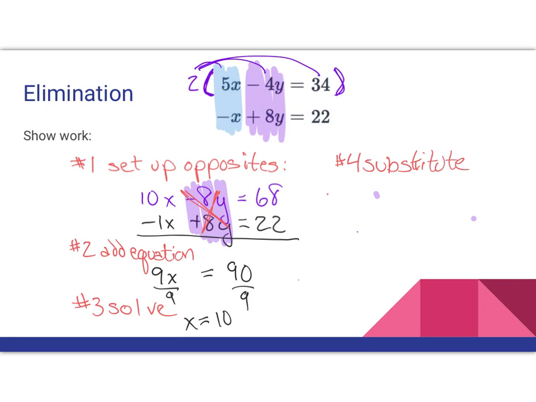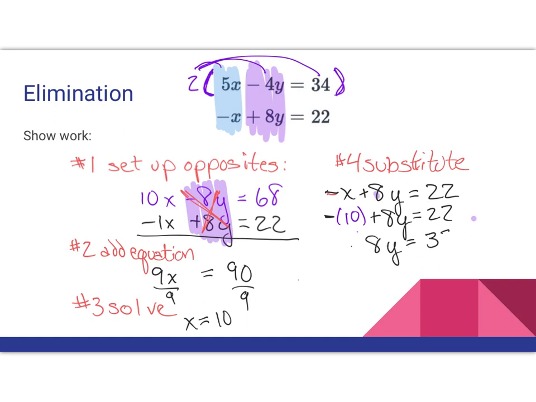So I'm going to write it down first. Negative x plus 8y is 22. Now I'm going to put my x in there. So that's a 10. Plus 8y equals 22. So that gave me a negative 10. That means to get rid of the negative 10, I'm going to add 10. So I have 8y is equal to 32, because I added 10 to both sides. And then I just need to divide both sides by 8. And I get y is equal to 4.